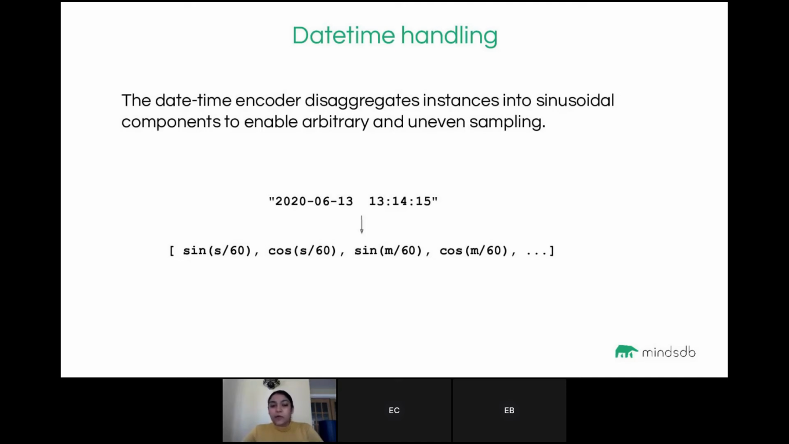The next step is date time handling. When predicting temporal dynamics, we need to be concerned with not only the minutes and the hours, but also the date. For example, dynamics might change over time. So to do this, we create a disambiguated interval using sinusoidal components of the date. So for example, the seconds, the minutes, all the way up to the years are represented in these components, so we can predict on any time scale.